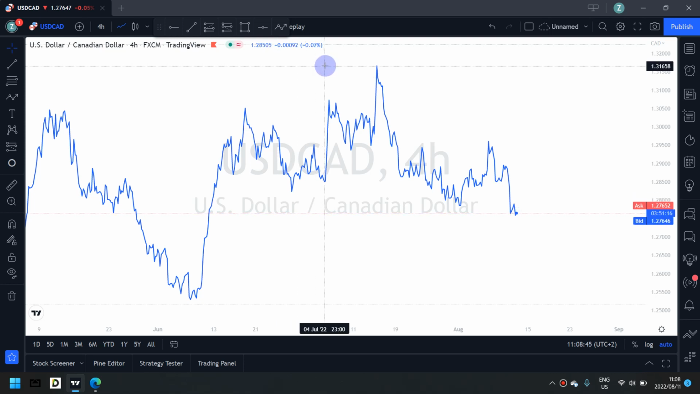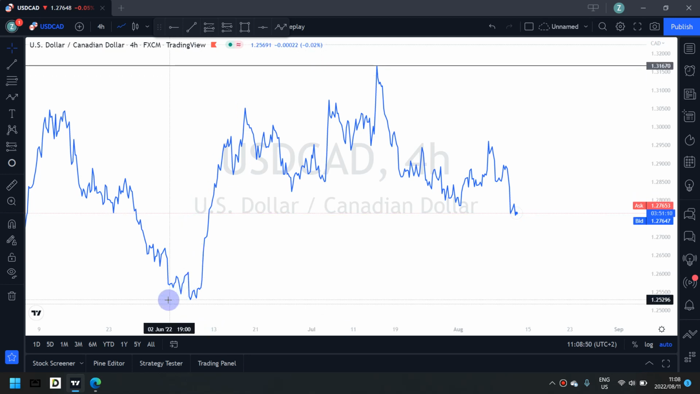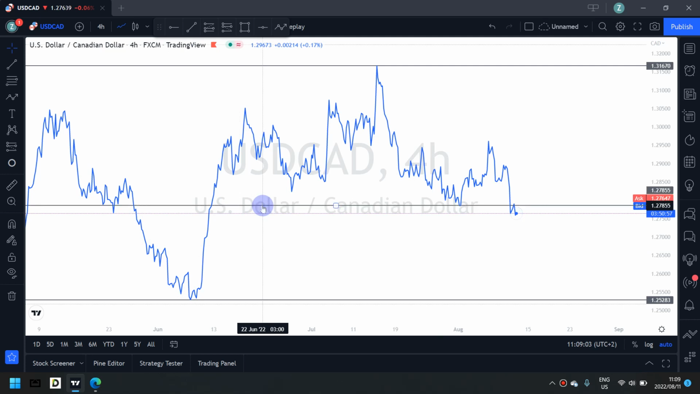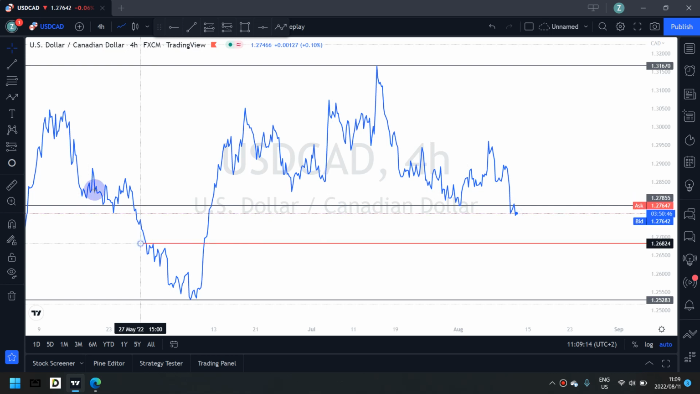Then I switch to the line graph to identify my key levels, right? So this is my lowest low and this is my highest high, and now catering for another key level, my third key level, which is this right here. And now I also want to cater for this key level and also the key level right there, right here.